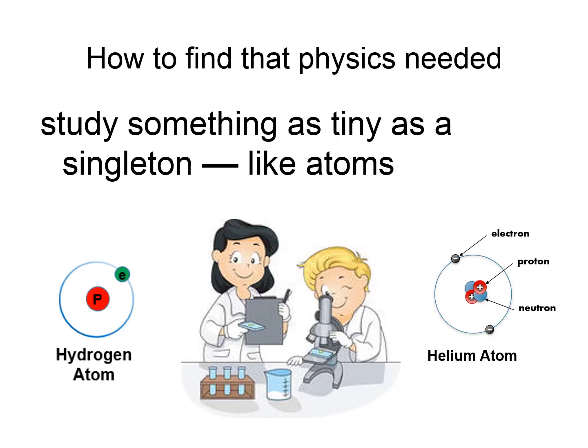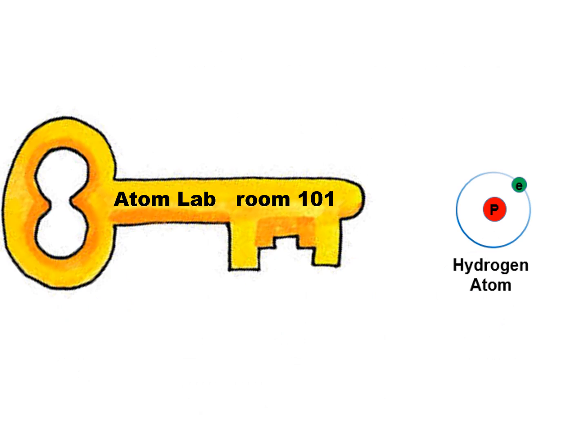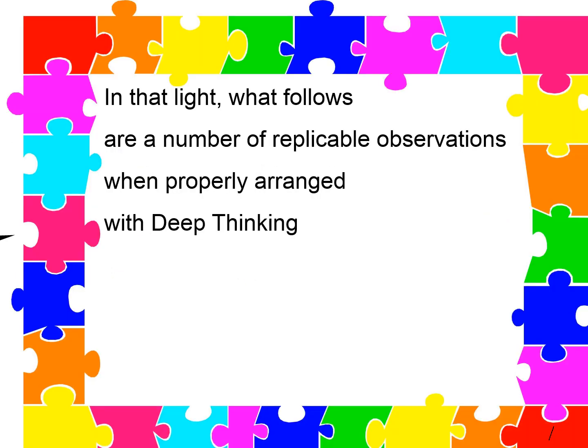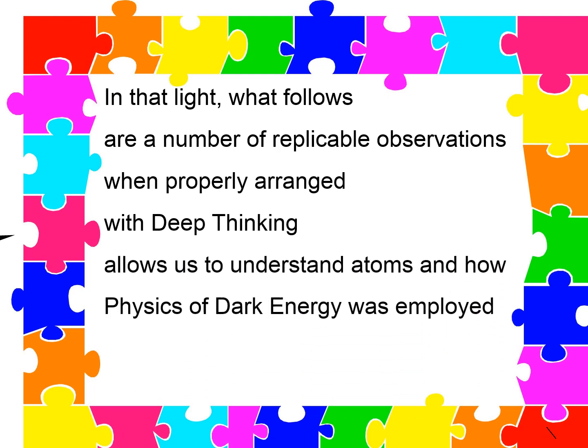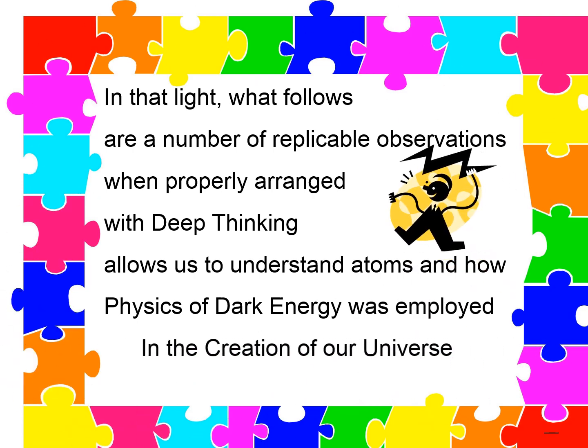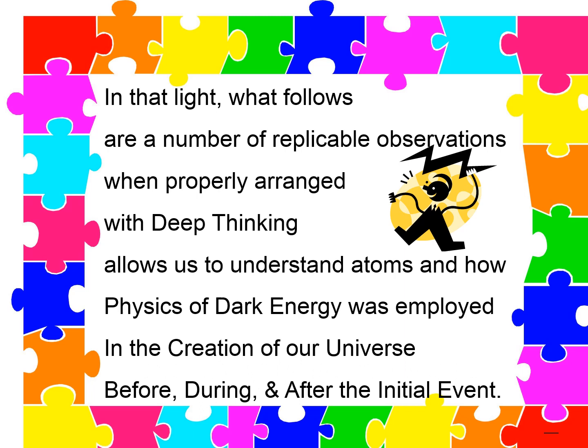So, how to find the physics needed? We need to study something as tiny as a singleton, like atoms. That's the key to finding dark energy. Study atoms, and that's what I did. In that light, what follows are a number of replicable observations, which, when properly arranged with deep thinking, allow us to understand atoms and how the physics of chaotic dark energy was employed in the creation of our universe, before, during, and after the initial Big Bang event.